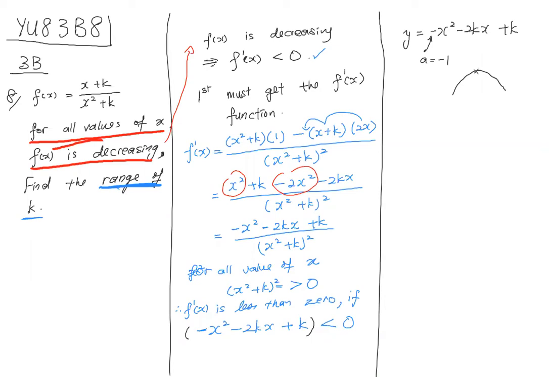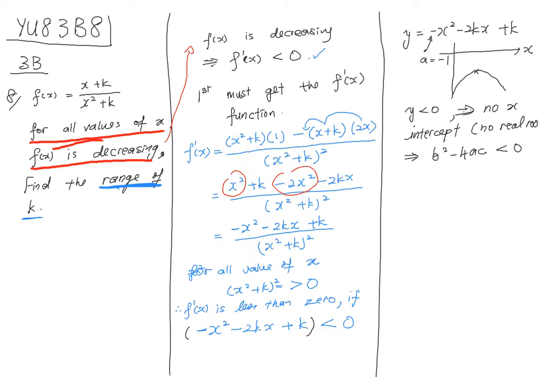So you want y to be less than 0 and it's concave downward, which means that if I draw the graph, it will be below the x-axis, correct? That means there is no x-intercept. If there is no x-intercept, what does that mean for a quadratic? It means b squared minus 4ac has to be less than 0, no real root. That is how you analyze.